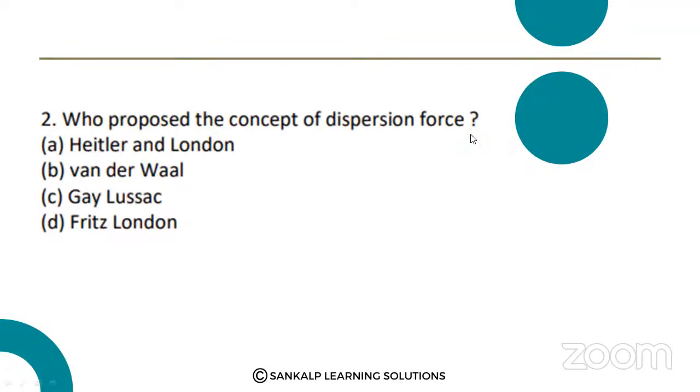Who proposed the concept of dispersion force? Dispersion force is nothing but London force. The other name for dispersion force is London force. So the scientist who proposed the concept was Fritz London. So the option is D, Fritz London.